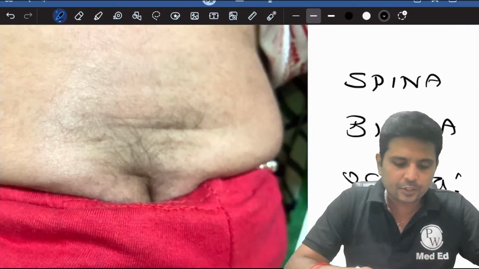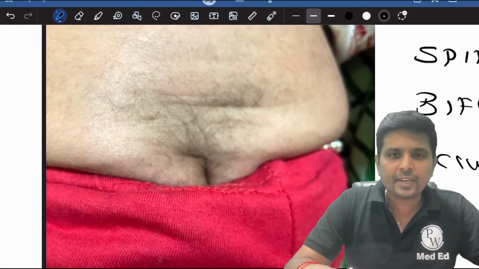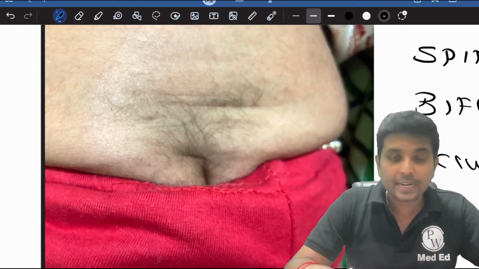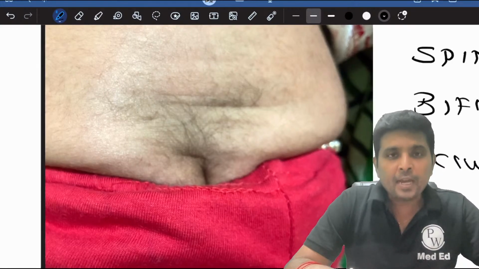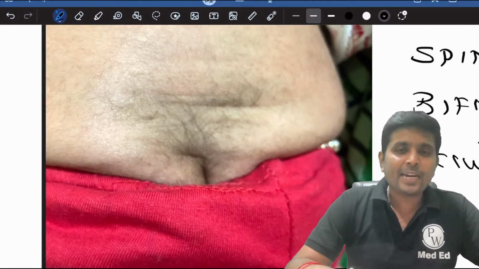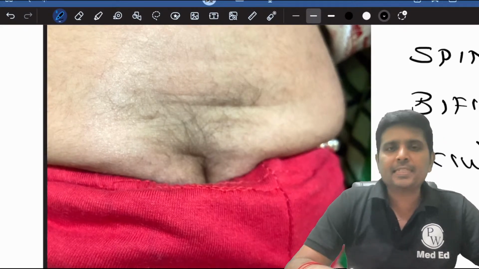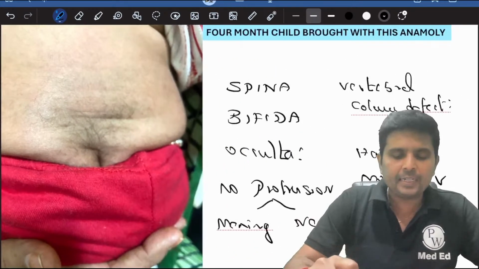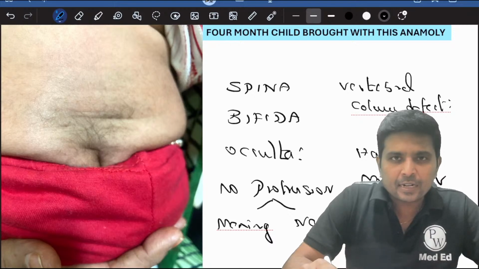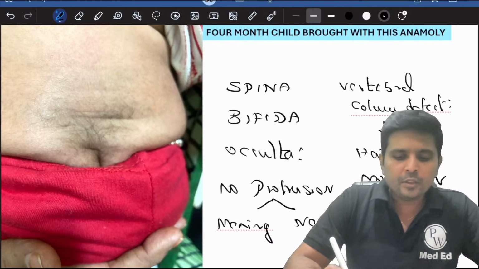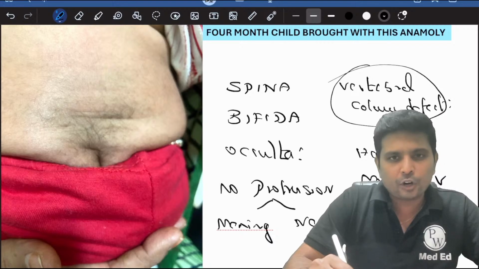So what is this? You are dealing with a case of a tuft of hair over the spine. Remember, a tuft of hair over the spine, a lipoma over the spine, or a sinus over the spine all indicate that there is a spina bifida occulta. Spina bifida occulta means there is no protrusion of meninges or nerves. There is only a defect in the vertebral column.